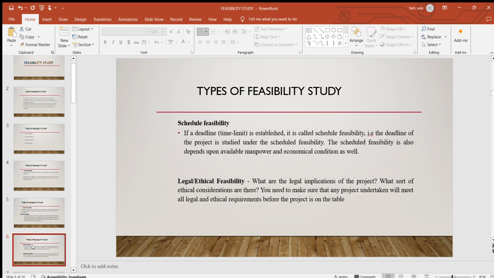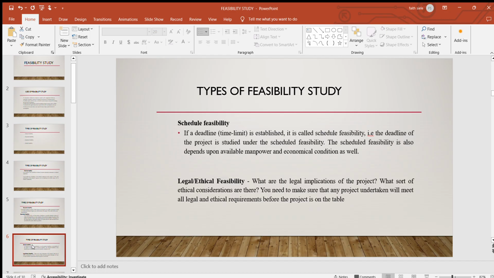Next, we have schedule feasibility. So under schedule feasibility, if a deadline is established, it is called schedule feasibility. For example, the deadline of the project is studied under the schedule feasibility. So the schedule feasibility also depends upon available manpower and even economical condition as well.